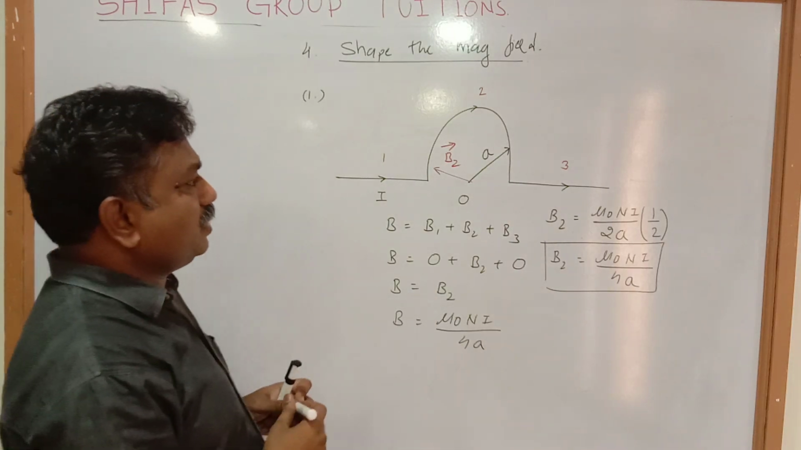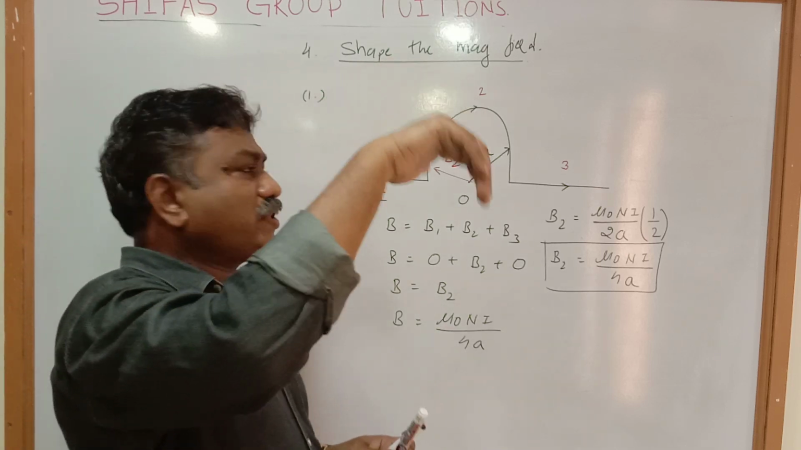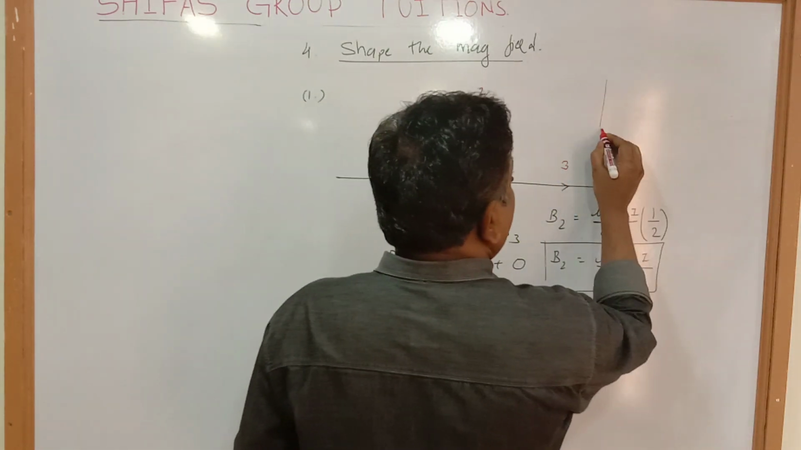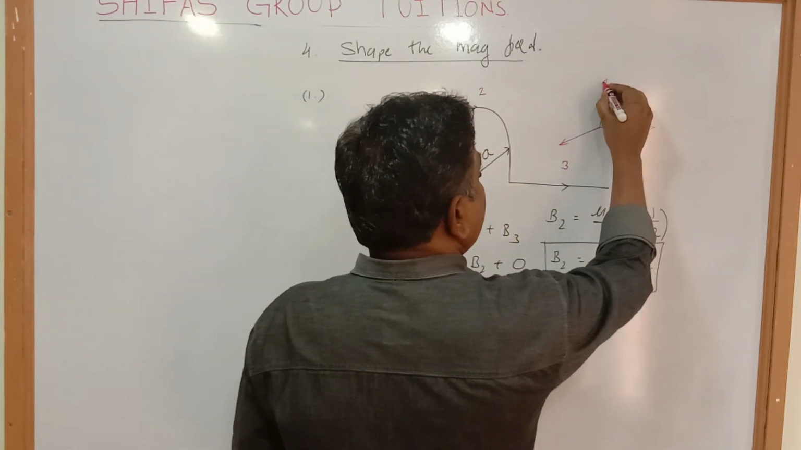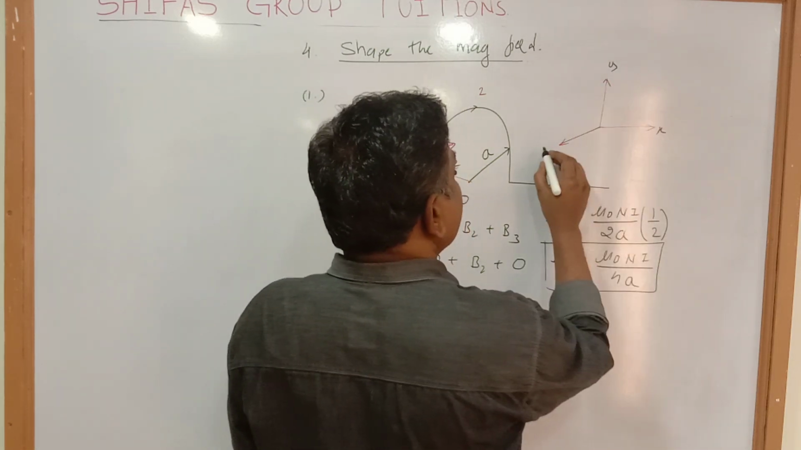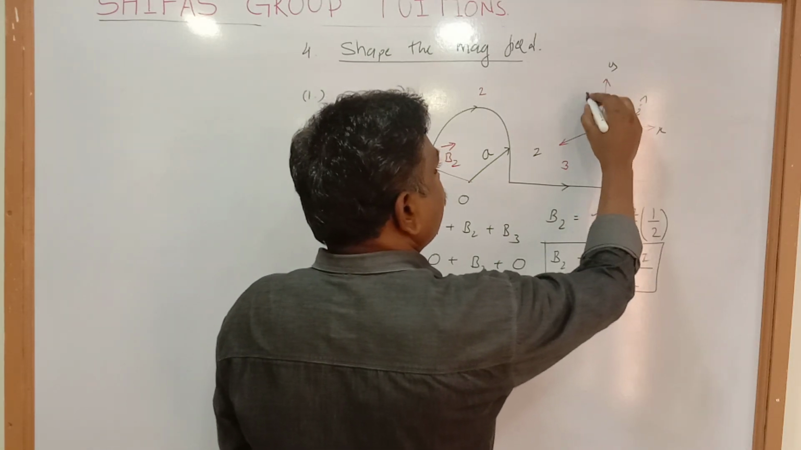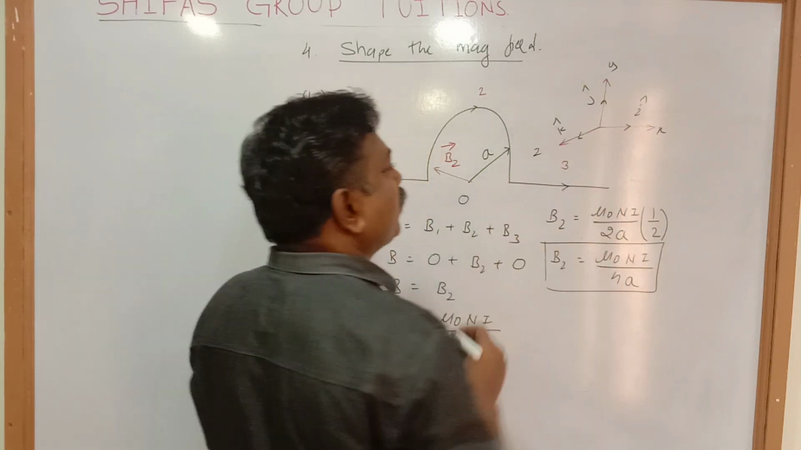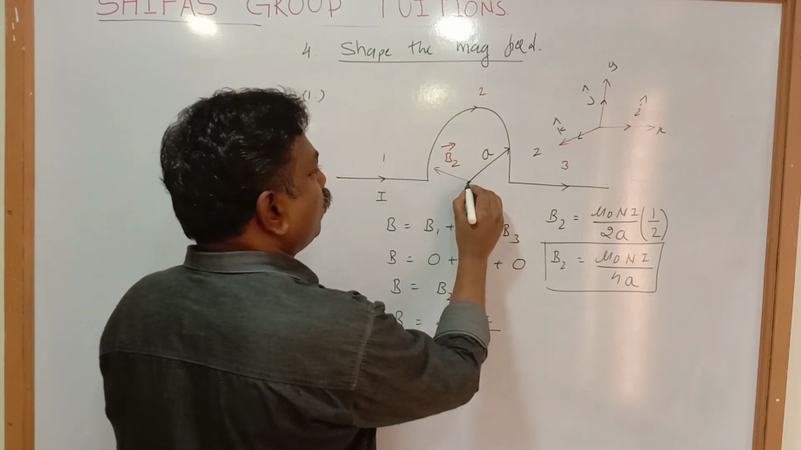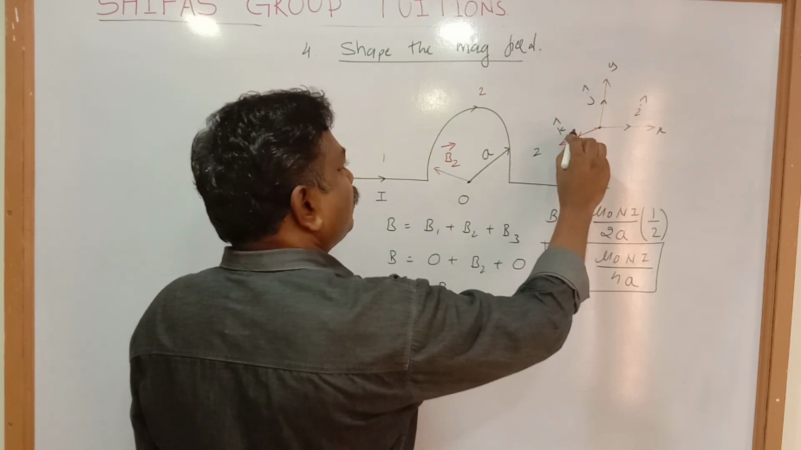Now if I resolve this with respect to x, y and the z axis, is it clear? Suppose like this. Now B2 is inside. So if I consider this as the x axis, y axis and the z axis, with respect to i cap, j cap and k cap, they are the unit vectors along x, y and the z axis. Now if I consider this point O as the origin over here, and the semicircular part is passing like this.